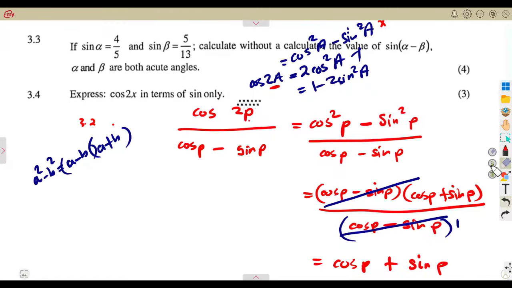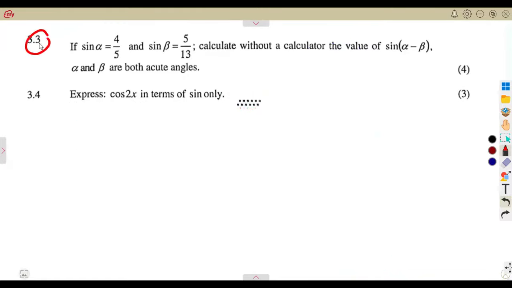So let's check 3.3. If the sine of alpha is 4/5 and sine of beta is 5/13, calculate without a calculator the value of sine of alpha minus beta. Remember that the sine of alpha minus beta is given, also from our formula sheet, as equivalent to sine of alpha, the cos of beta, minus the cos of alpha, the sine of beta.